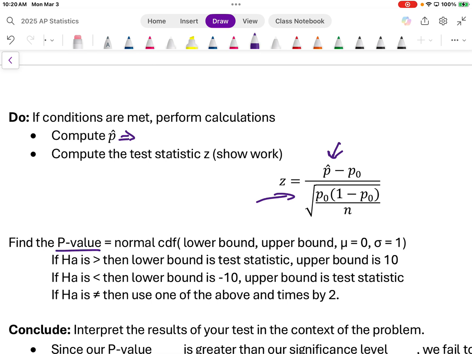When you're doing it by hand, we do a normal CDF with the lower bound and then an upper bound. Those two things are dictated by whether you're doing a greater than or less than. Typically your Z statistic is what's being put in for those lower and upper bounds. It just depends on whether we are doing less than or greater than. Since we're doing a normal CDF and we standardized it because it's a Z, our mean is 0 and our standard deviation is 1.